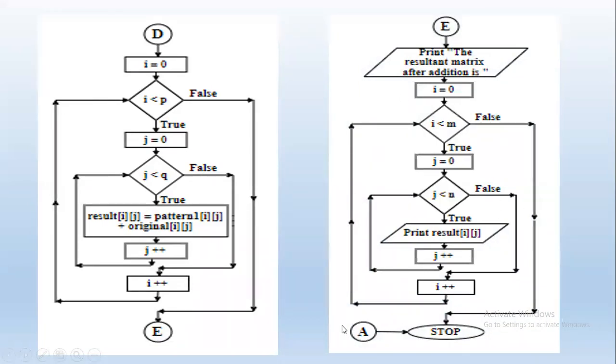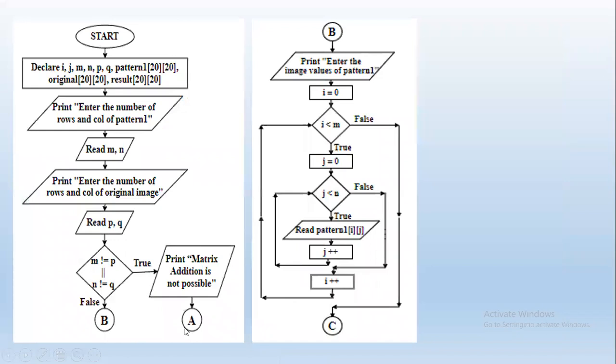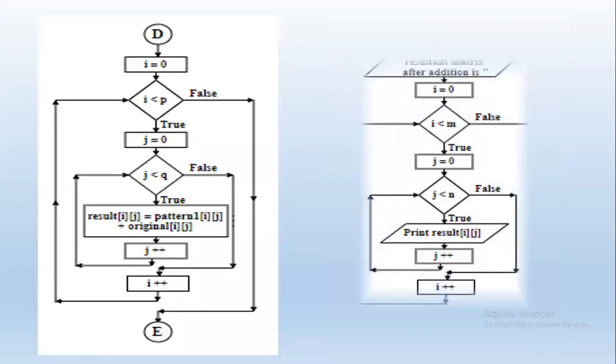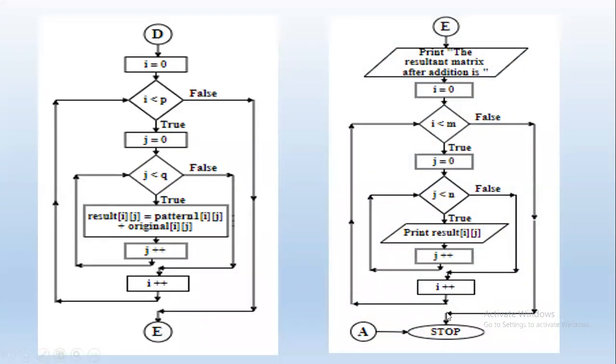One more thing to notice, there is one connector hanging there, right? After printing matrix, not addition not possible, we have one connector A, which means that we cannot add matrix and we will stop the program. So this connector A has to be connected to stop. Okay, so that is what we have here. So once we finish adding, we will stop, or if the required condition does not match also, we will stop the program, right? So this is addition.